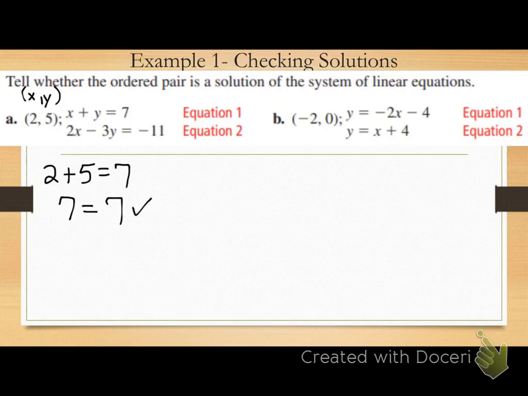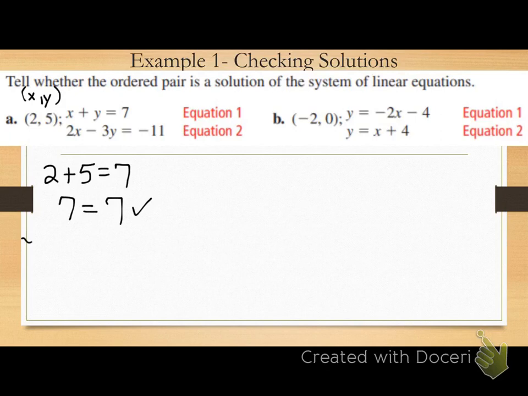So, is (2, 5) a solution to my first equation? Yes, because I plugged it in and I got a true statement. Does that mean it's automatically a solution for my whole system? No, it's got to also be true for my next equation as well. Everyone okay with that concept?